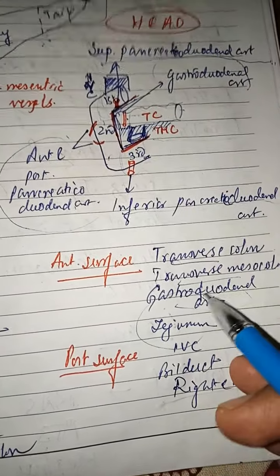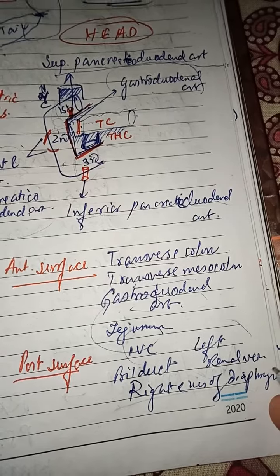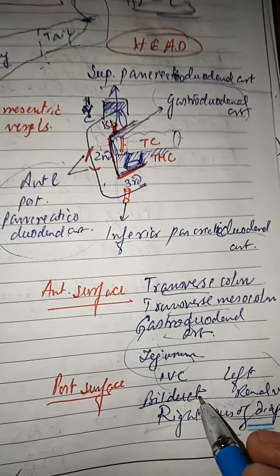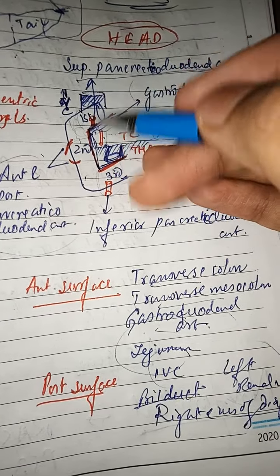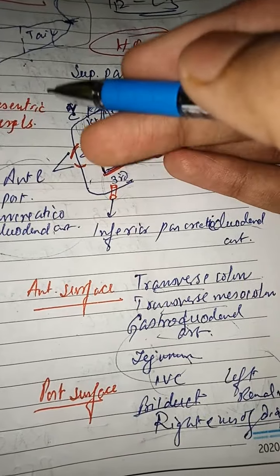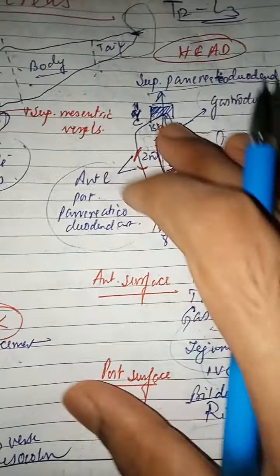In the posterior surface, it is related with the inferior vena cava, left renal vein, the right crus of the diaphragm, and the bile duct. So the bile duct, inferior vena cava, left renal vein, and right crus of the diaphragm are all related on the posterior surface of the head of the pancreas.